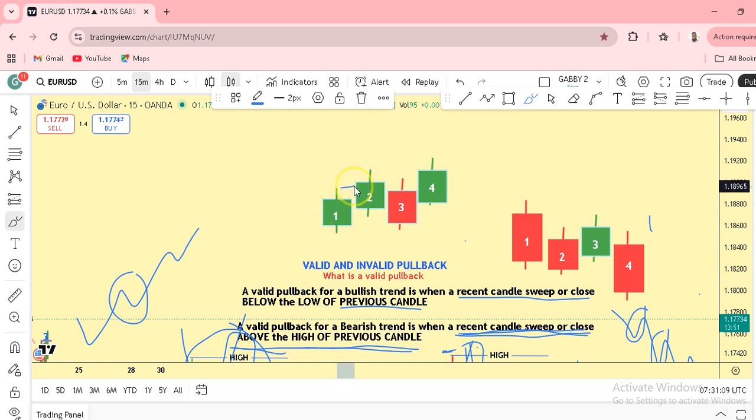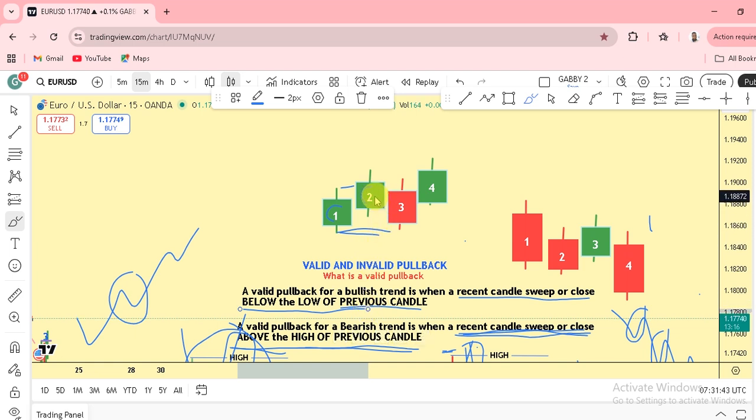So candle one, this is the high of candle one, and this is the low. The moment candle two is printed, candle two becomes our recent candle and candle one becomes our previous candle. So our focus moves from candle one to candle two. Let's check candle two. Did candle two close below the low? No, candle two did not close below the low. Instead, candle two closed above the high. So we have not yet confirmed the pullback, because the pullback requires a close below the low of the previous candle.